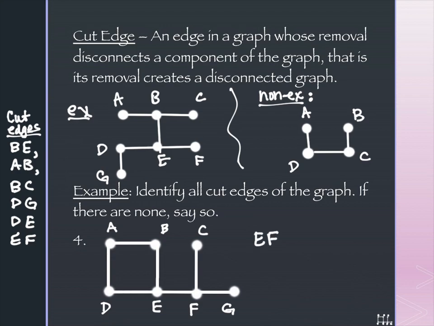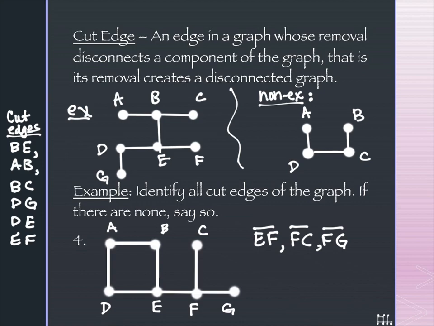EF, I agree. FC, FG. Does that look okay to everyone? I agree. We have 3 cut edges in this graph, and in particular, the reason that the other 4 edges are not cut edges is because they create a cycle. Right? Much like the non-example one that I showed you would have been a cycle as well.